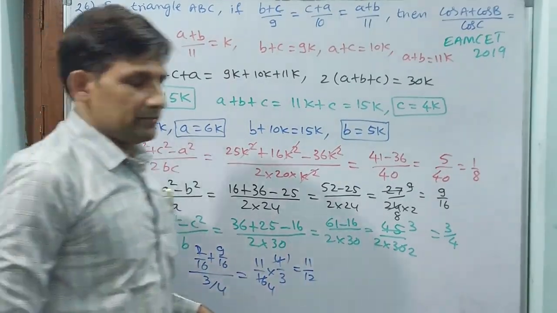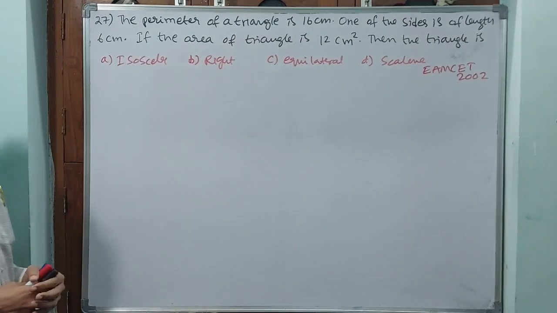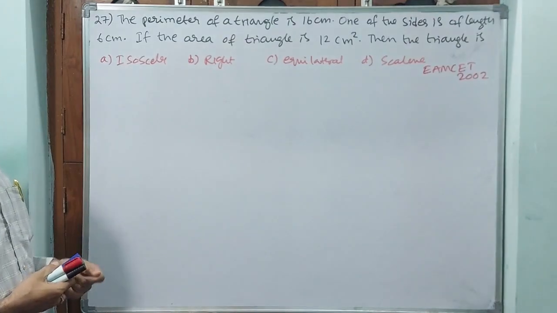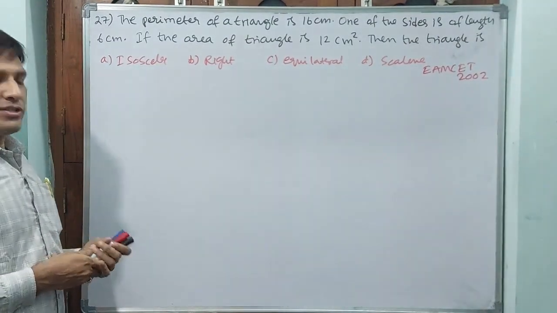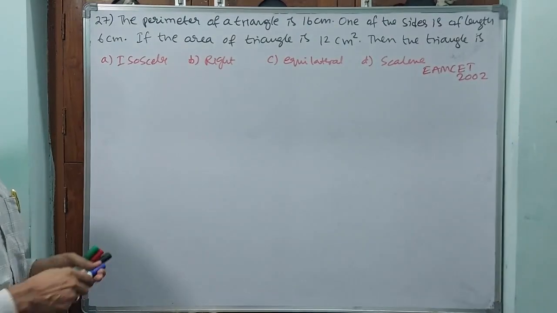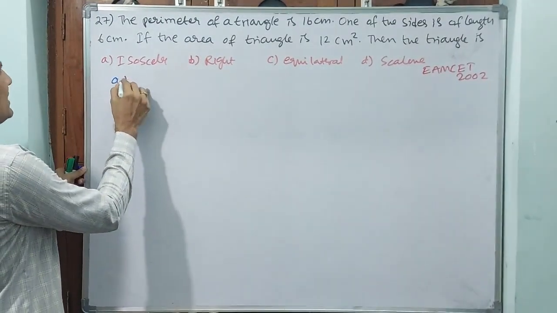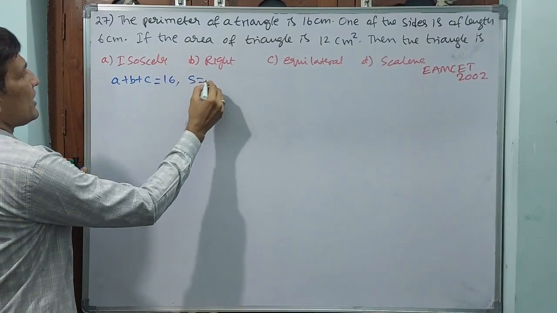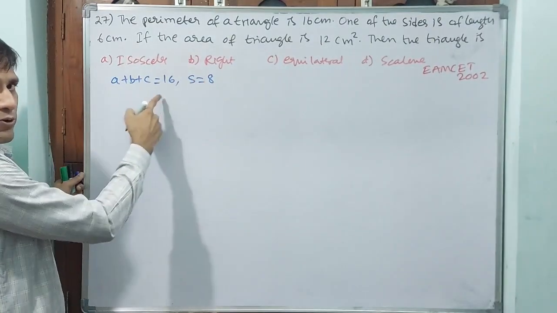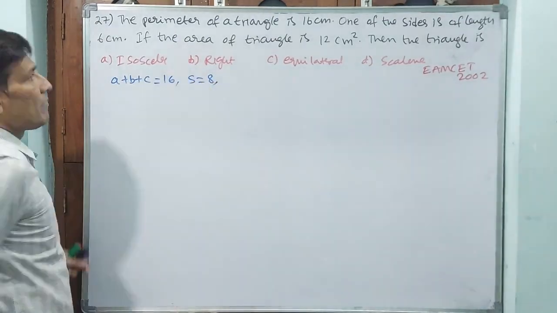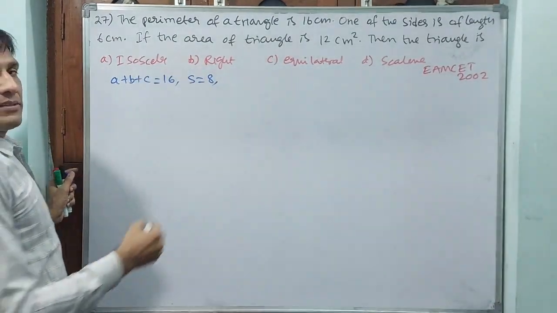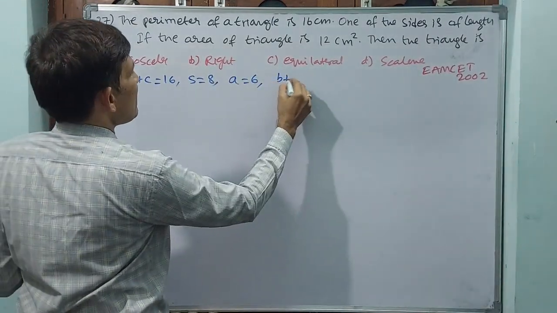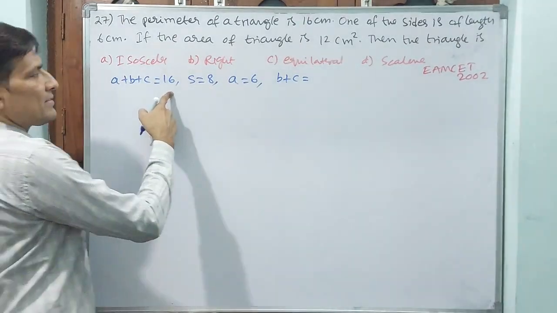Let us go for the next question. See, question number 27. This is asked in 2002. The perimeter of a triangle is 16 centimeter. Shall I write steps one by one? Perimeter means what? You can write a + b + c = 16. Or else, shall I write 8? Because (a + b + c) by 2 is equal to 8. One of the sides is of the length 6 centimeter. That means let a = 6. That means b + c will be how much? 16 minus 6, 10.